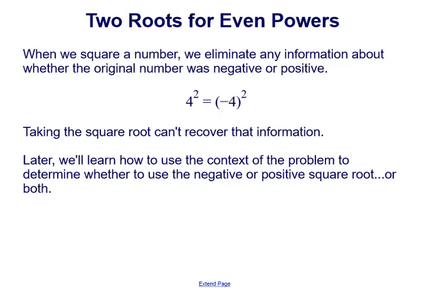When we square a number, we eliminate any information about whether the original number was negative or positive, right? We have 4 squared is equal to negative 4 squared. Taking the square root can't recover that information. Later, we'll learn how to use the context of the problem to determine whether to use the negative or positive square root, or both in some cases. But for now, we just don't have enough information.